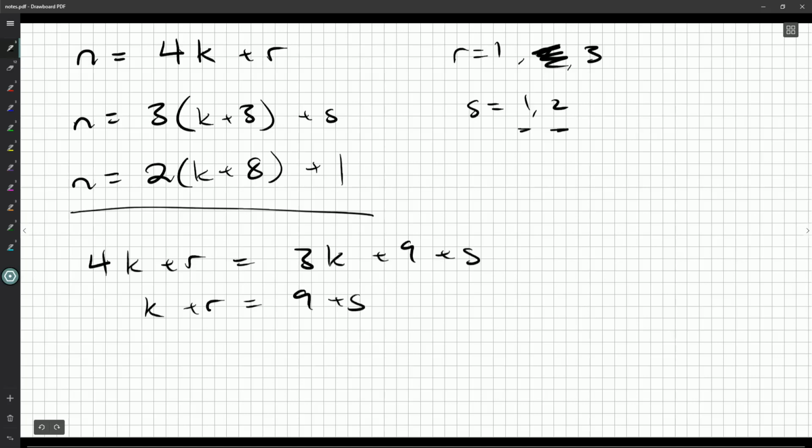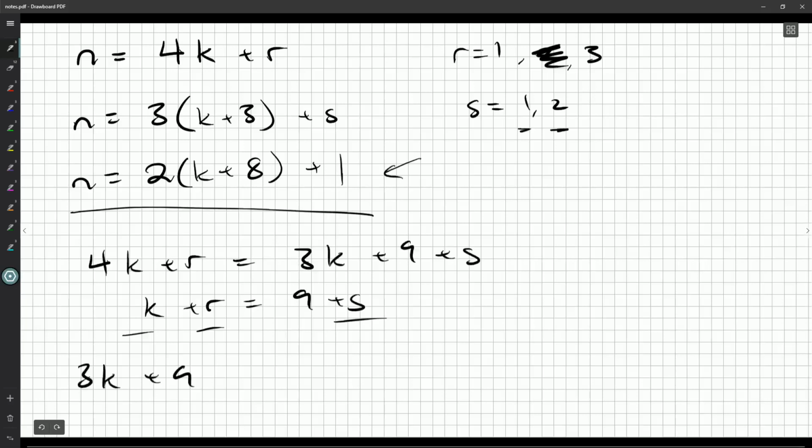Okay. Well, I know s is at most 2, at least 1. R is either 1 or 3. So this might give me some sort of limit on k, but frankly, there's too many variables here. So instead, let's try and use this third equation. Maybe equate the second and third equations. We know they're both equal to n.